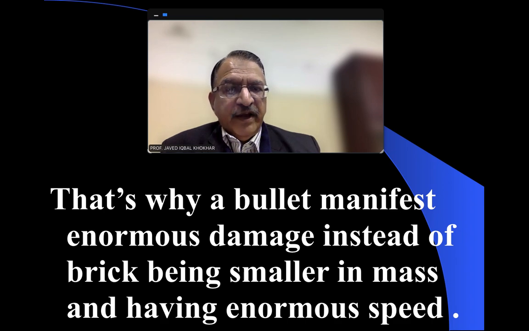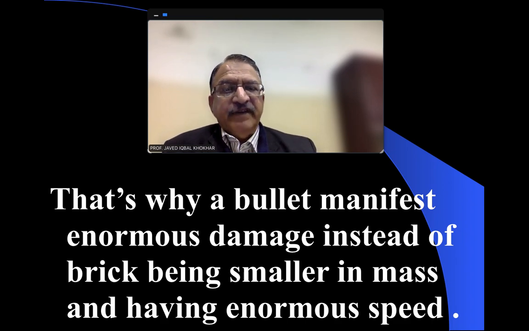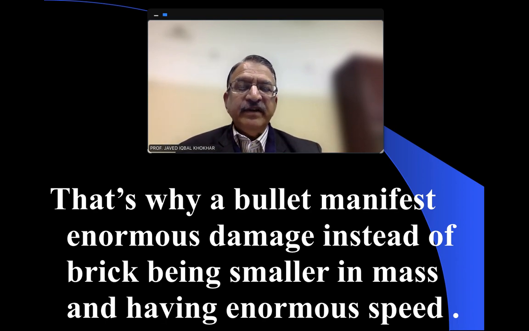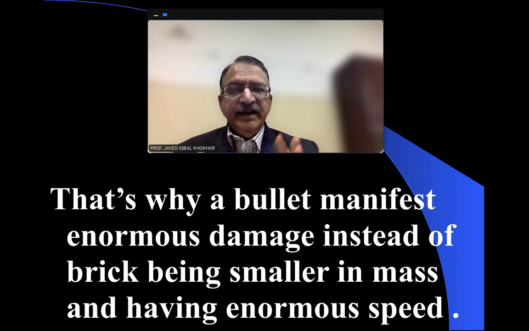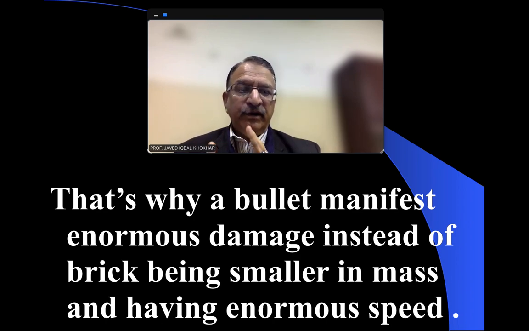And that is why a bullet manifests enormous damage instead of a brick. A brick has a much larger mass than a bullet, but when it is moved, its velocity is much lower than the bullet. A bullet, having a small mass but enormous velocity, enormous speed, produces abundant damage.